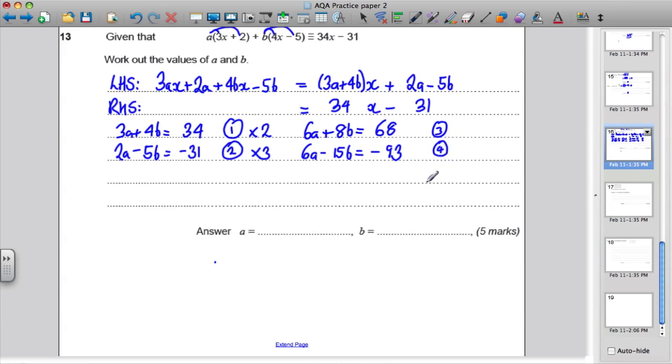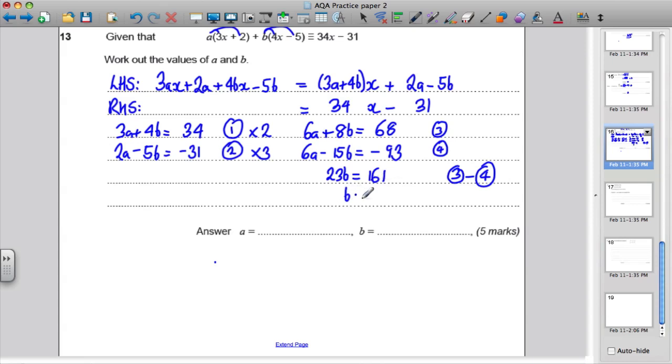Okay, now why don't I do equation 3 subtract equation 4? That will remove the a. 6a take away 6a is nothing. 8b subtract negative 15b is actually 8b plus 15b, which is 23b. And 68 subtract minus 93 must be equal to 161, because actually it's 68 plus 93, which would be 161.